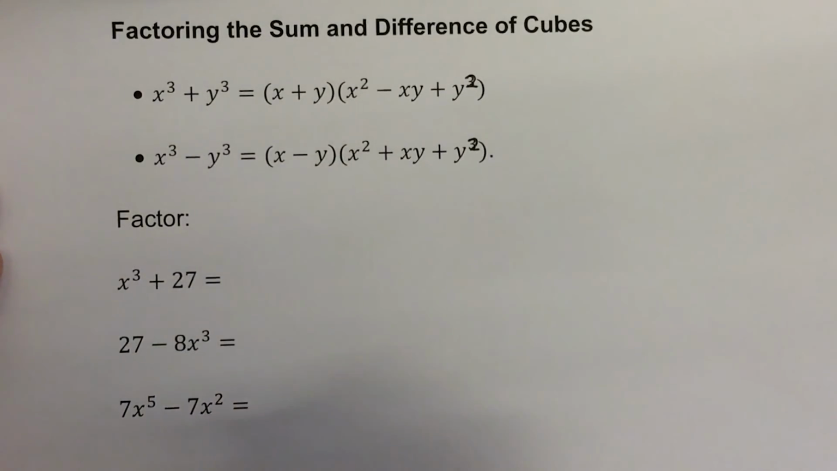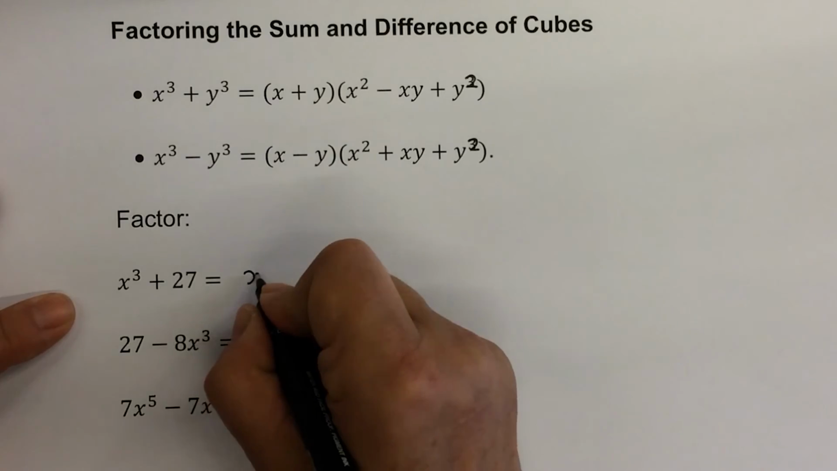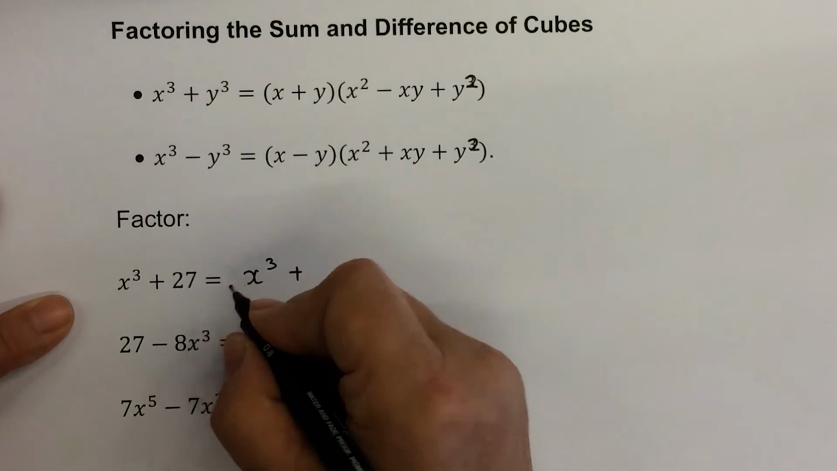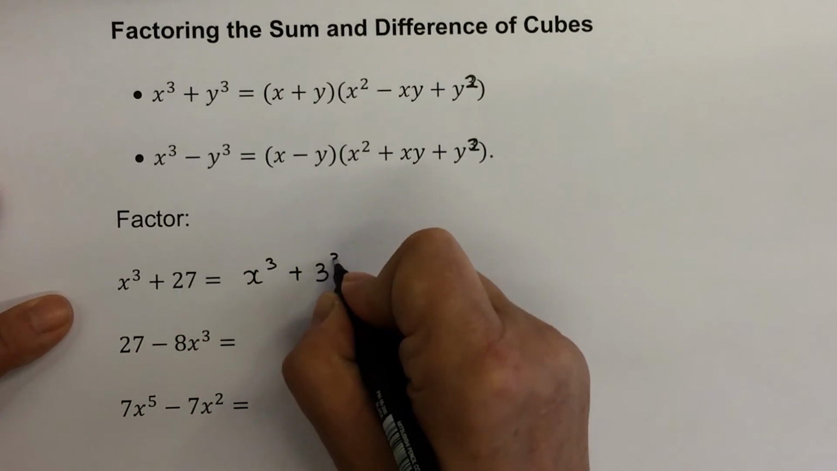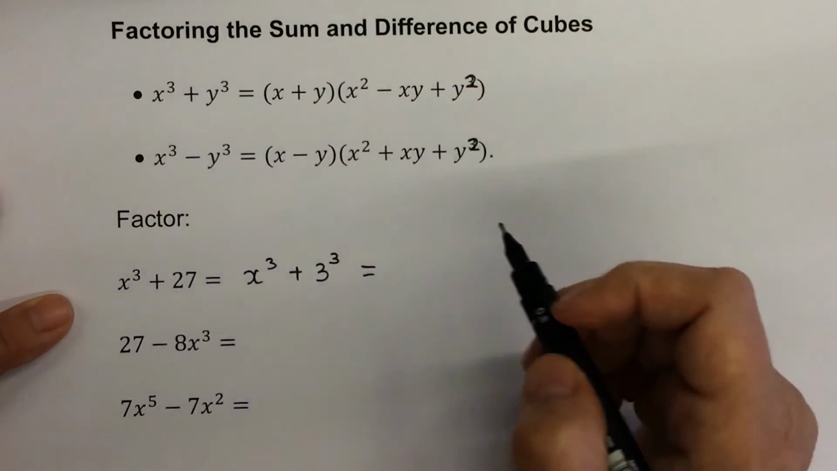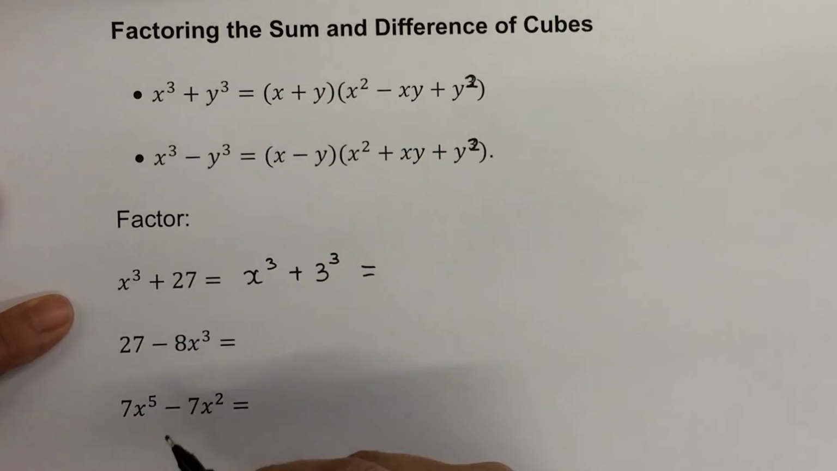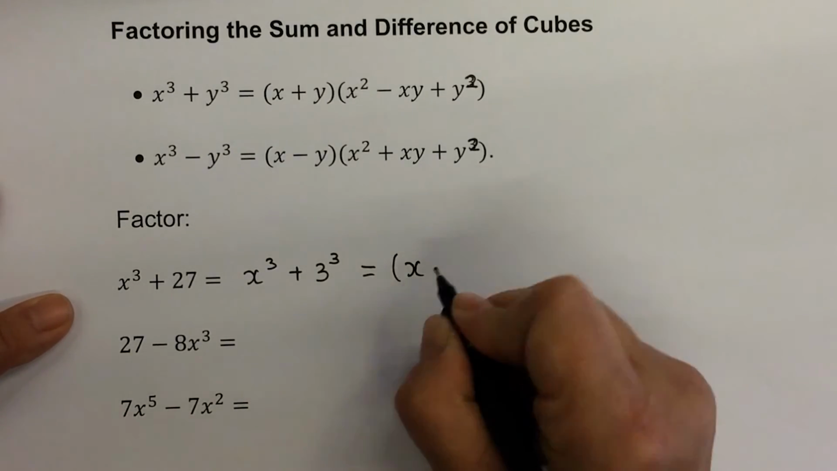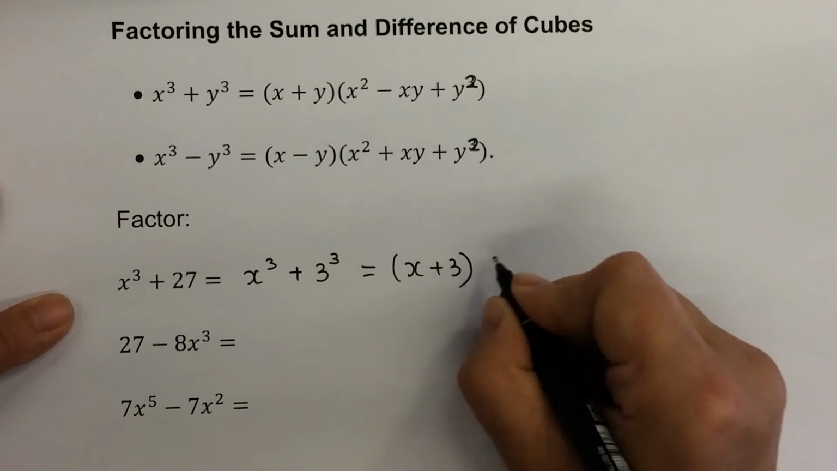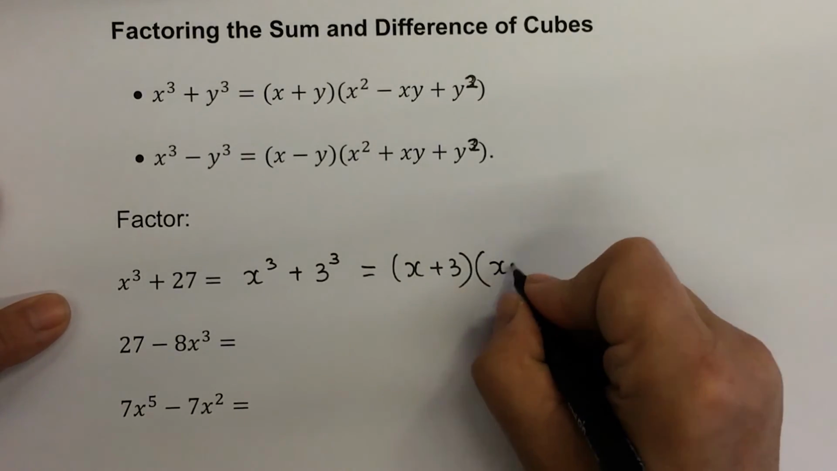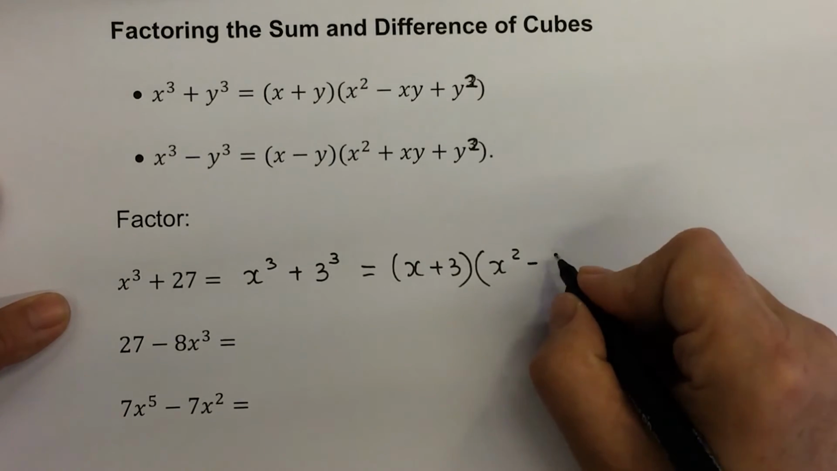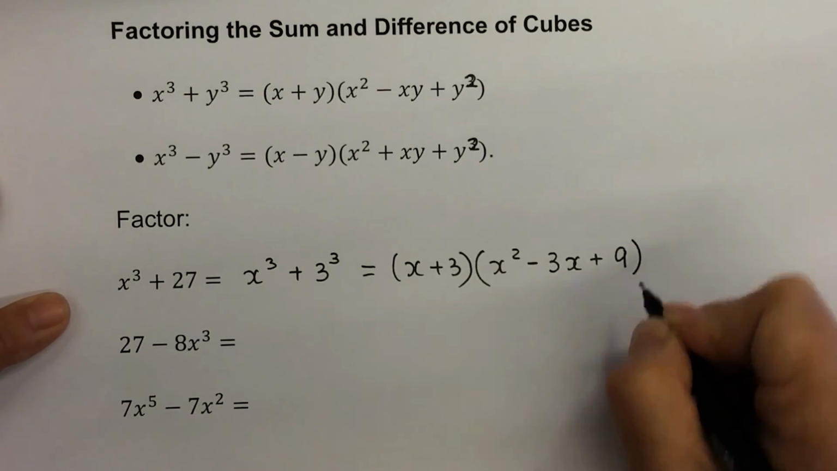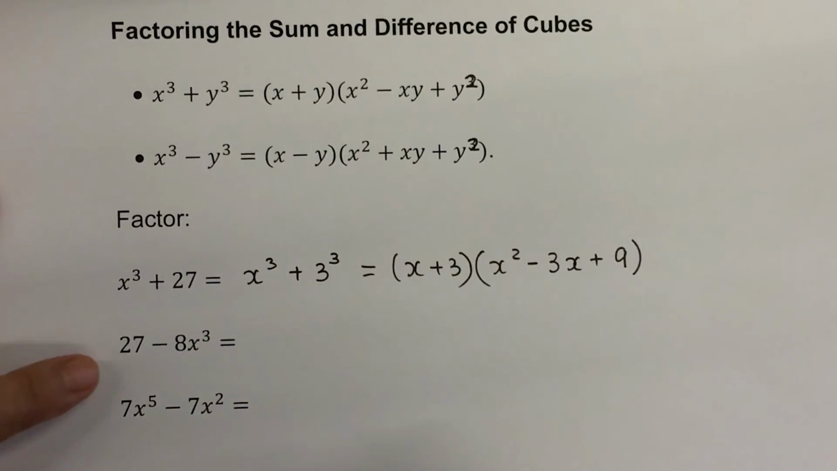So first is pretty straightforward. So we have x cubed plus, we need to know explicitly what our second term is. So 27 is 3 cubed. And now we just apply the formula. So we have a sum, hence we have to use the first formula. And it gives us first term plus second, times first term squared minus product of the terms plus second term squared, which is 9. And that completes the first example.